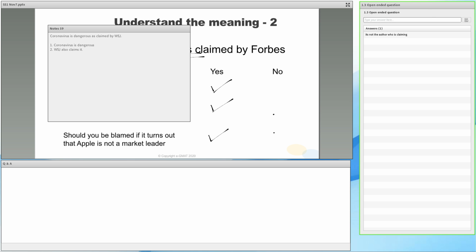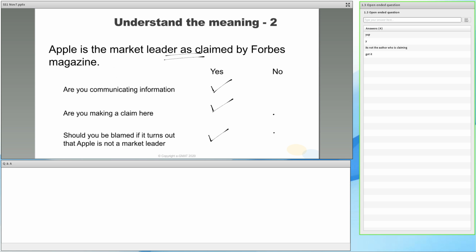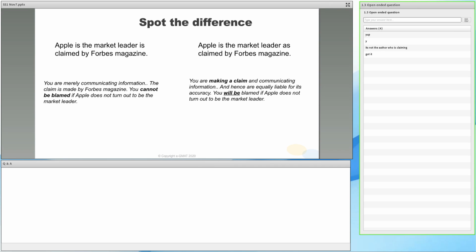You see the difference? On the other hand, if you say coronavirus is dangerous, is claimed by Wall Street Journal, you're not putting yourself behind it. You're just saying Wall Street Journal is claiming. And that's a big difference between you getting fired and you retaining your job, by the way, if you do it in the real world. So first one, you're merely communicating information. You can't be blamed if Apple doesn't turn out to be the market leader.